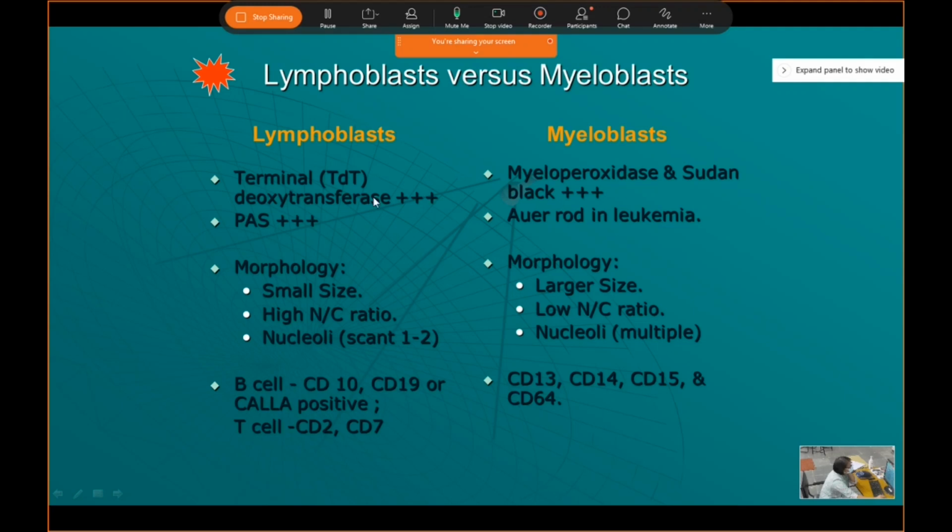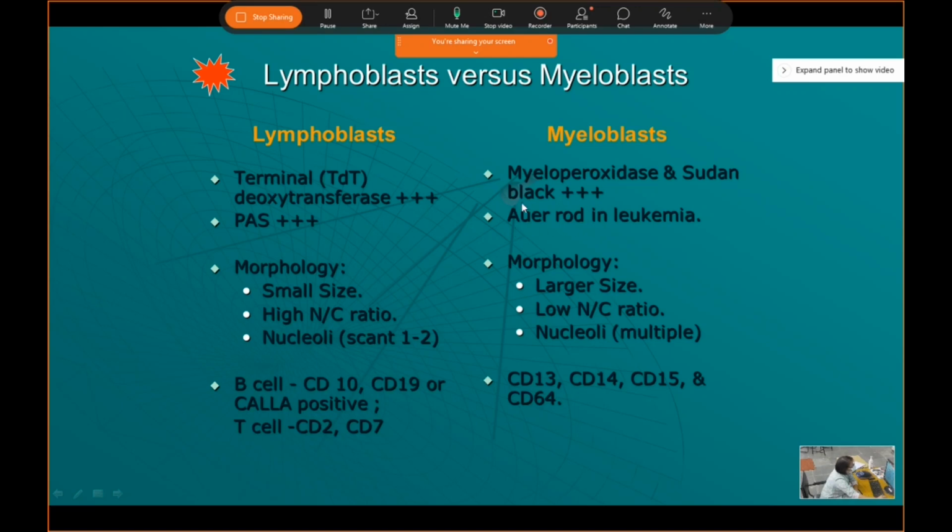These are the markers which can be used for myeloblasts. These are the cytochemistry. We can give a question on what the cytochemical stains are which are useful in differentiating lymphoblasts from myeloblasts. So the most important thing is myeloblasts are myeloperoxidase and Sudan black positive, and lymphoblasts are positive for periodic acid Schiff. These are the most important as far as cytochemical stain is concerned, and it may come as a question.